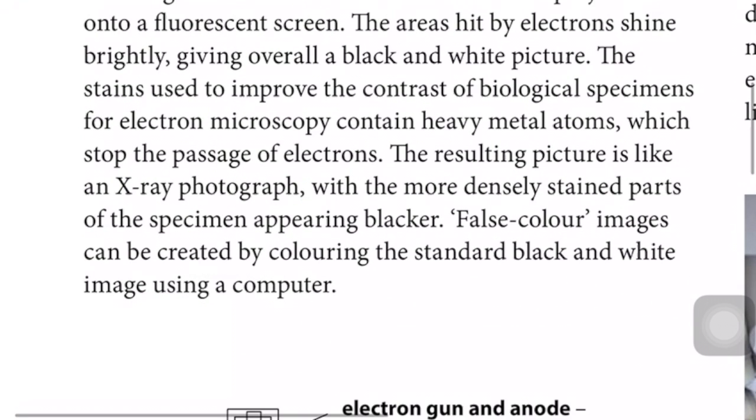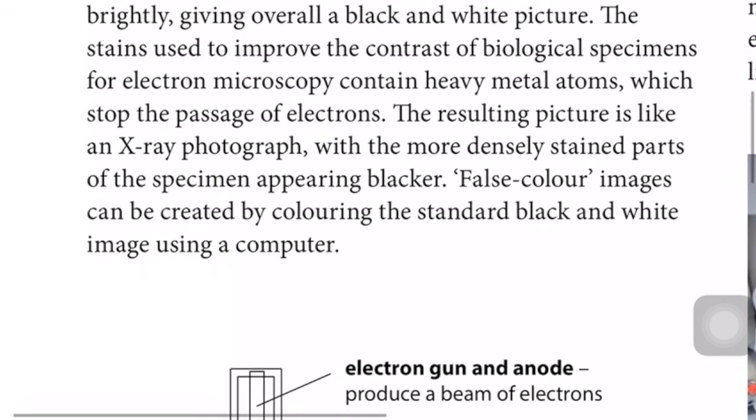How are the images seen? Those electron beams get bounced back from the surface, and thus we can see the image. But even though they get bounced back, and those bounced back electrons can be identified, we cannot see them with our eyes. So we need a fluorescent screen where if the electrons hit, they will be colored black, and where they did not hit, they will form white. So that's kind of physics also. The areas hit by the electrons shine brightly, giving overall a black and white picture.